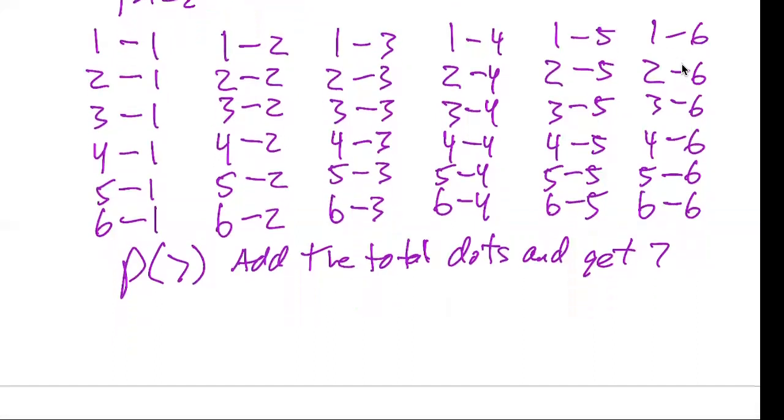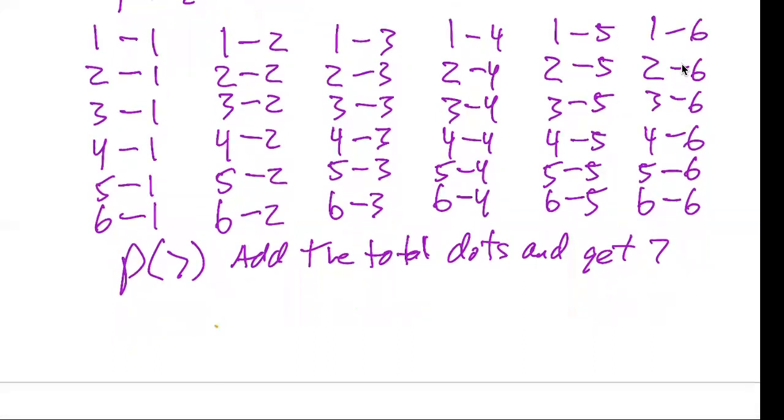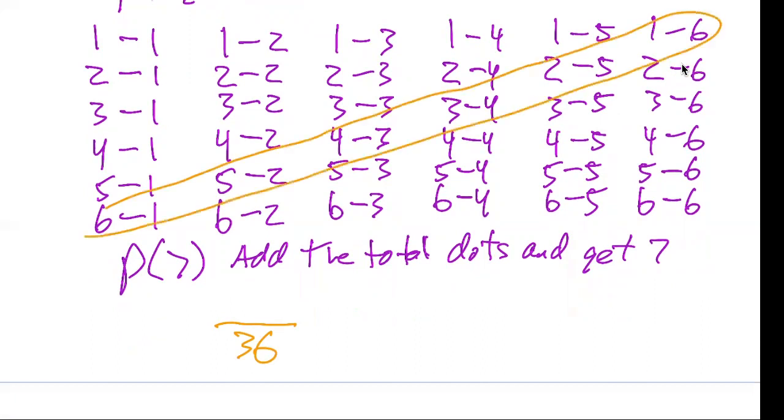Well, I know there's 36 total in my sample space. How many ways can we get a 7? Well, they happen to be up along this diagonal. And there's 6 ways. So that's the probability of when you roll 2 dice, you get a 7. It's 1 out of 6.